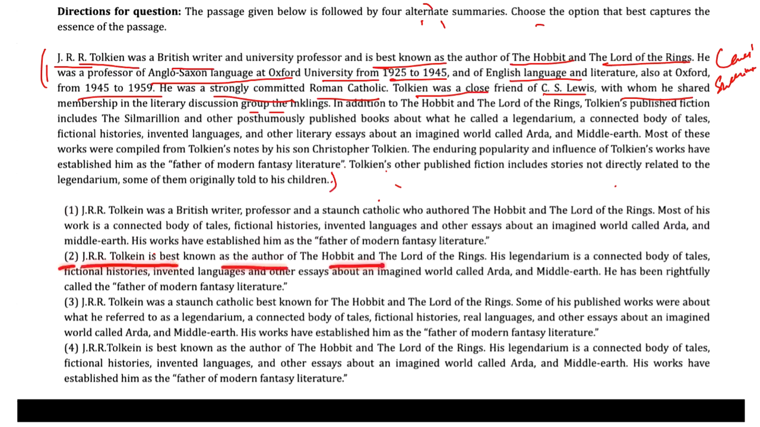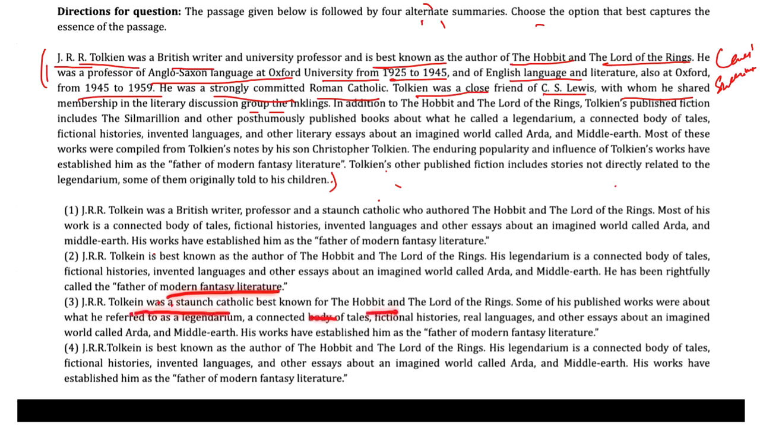His legendarium is a connected body of tales, fictional histories, invented languages, and other essays about an imagined world called Arda and the Middle Earth. He has been rightfully called the father of modern fantasy literature. So, option 3 stated J.R.R. Tolkien was a staunch Catholic best known for The Hobbit and The Lord of the Rings.